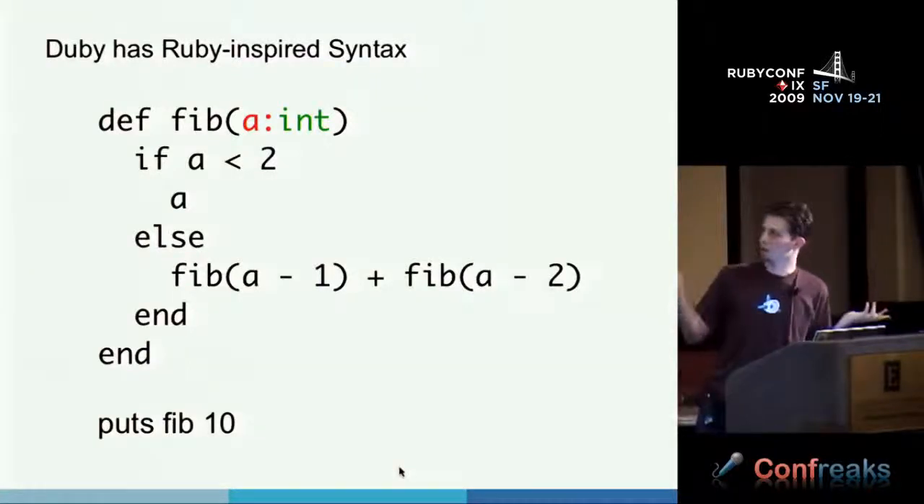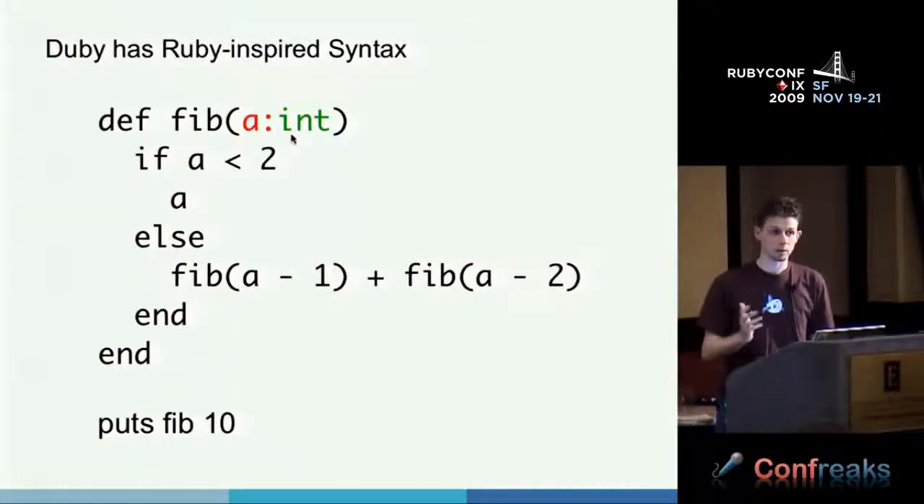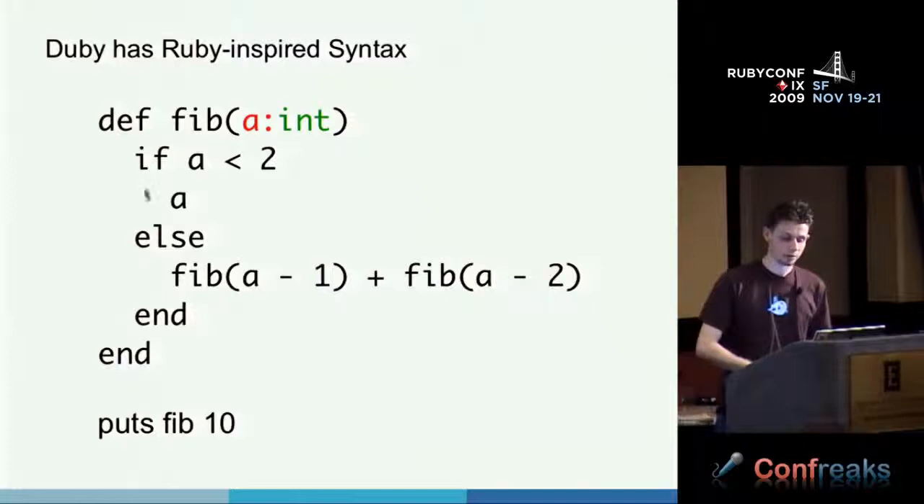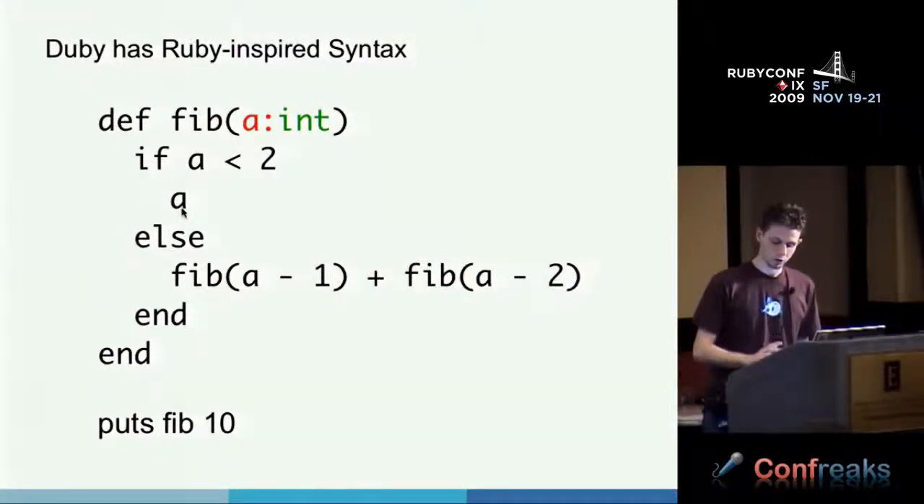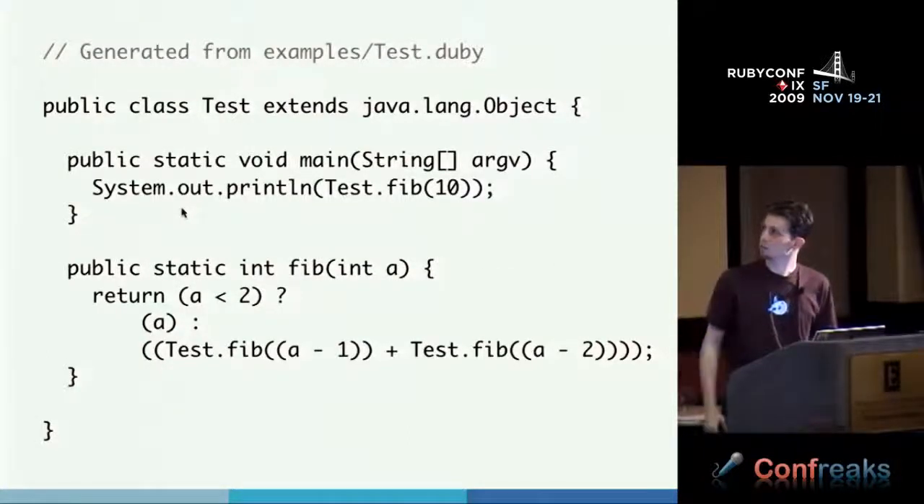Looks a lot like Ruby. The only difference is right here. You have to declare the types of your function arguments. From that, it infers everything else. It's going to infer the return type. If you had other variables declared within your method, it figures that out for you. So then when you run the Duby compiler, it's going to create Java for you. This is what it outputs.